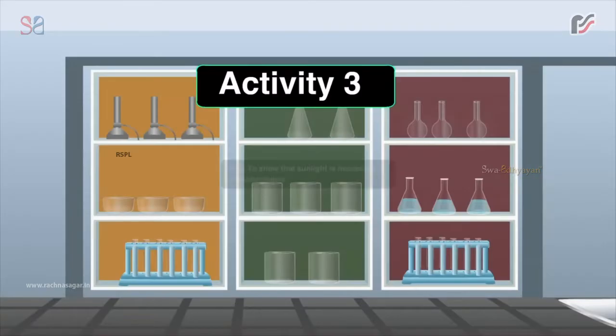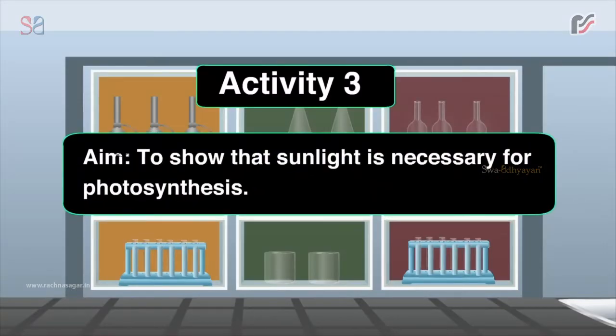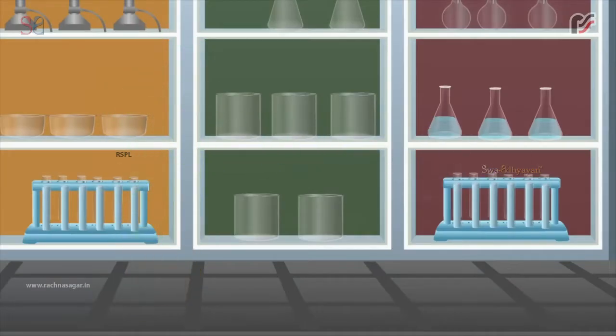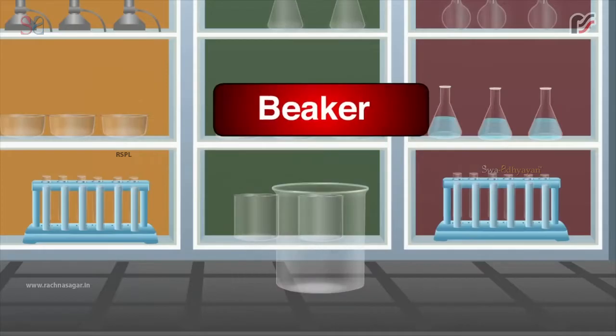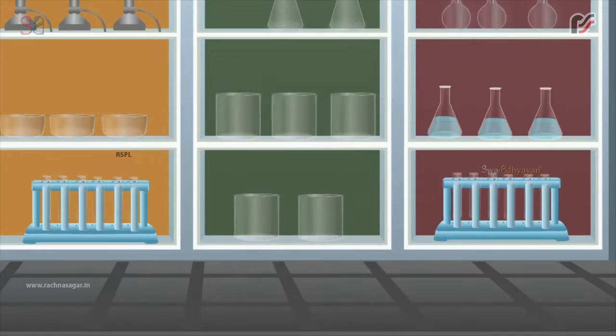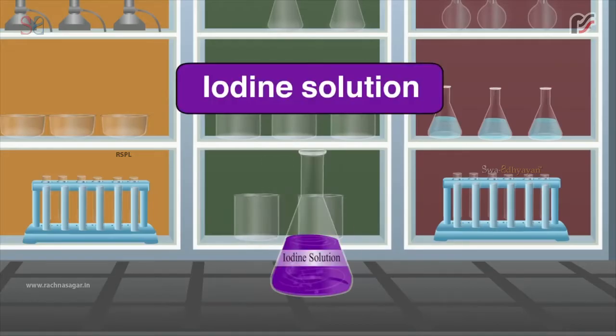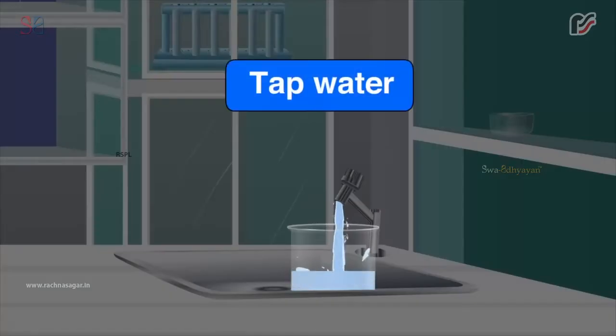Activity 3. Aim: to show that sunlight is necessary for photosynthesis. Materials required: a potted plant, black paper, beaker, tripod stand, burner, test tube, alcohol, iodine solution, tap water and petri dish.